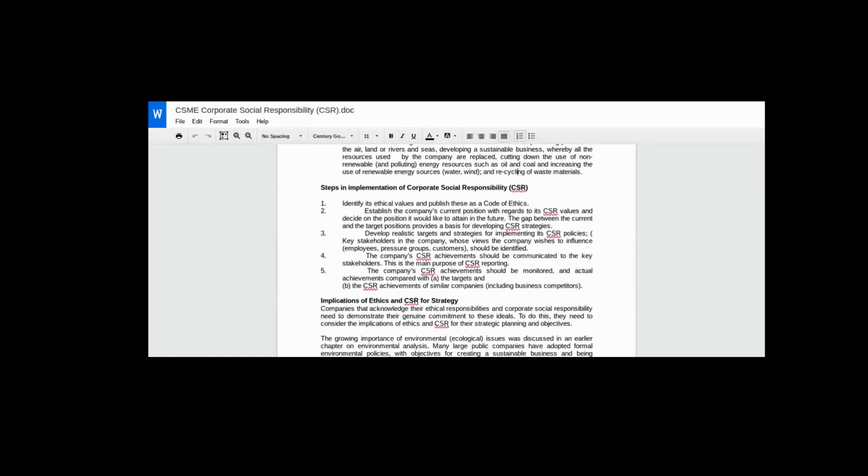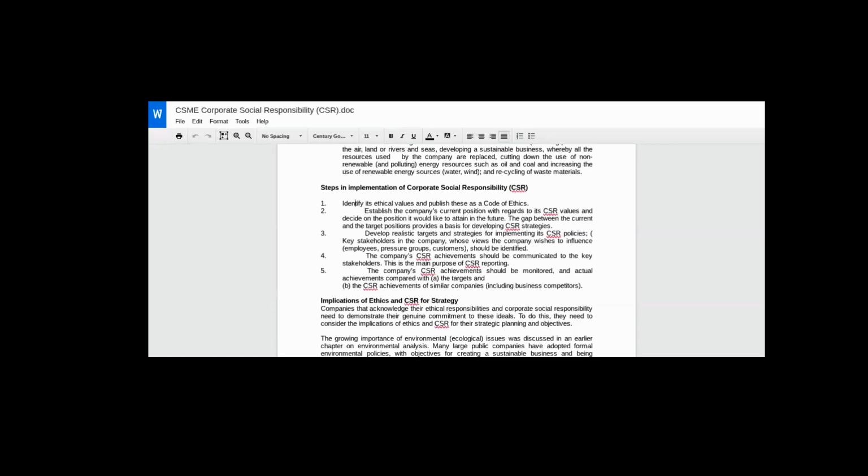So what are the steps in the implementation of CSR? This particular subtopic came out in early 2020. I don't know if it's 2021 or 2022 that ICAN required that students should outline, that is list, the steps required in implementation of social responsibility. There are just 5. So the steps required in the implementation of social responsibility are the following.